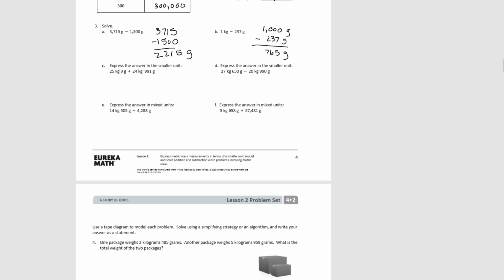For C, we have mixed units, and it tells us to answer in the smaller unit. So choose a strategy that works for you and try C. Okay, for this one, we could write the problem vertically.